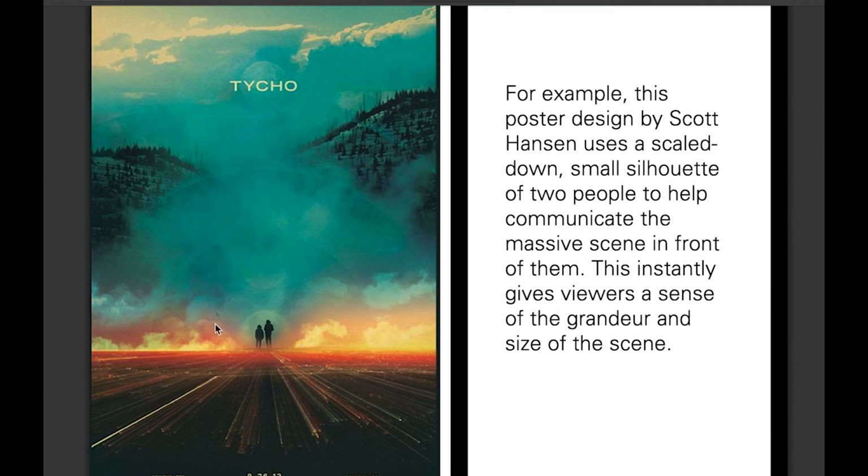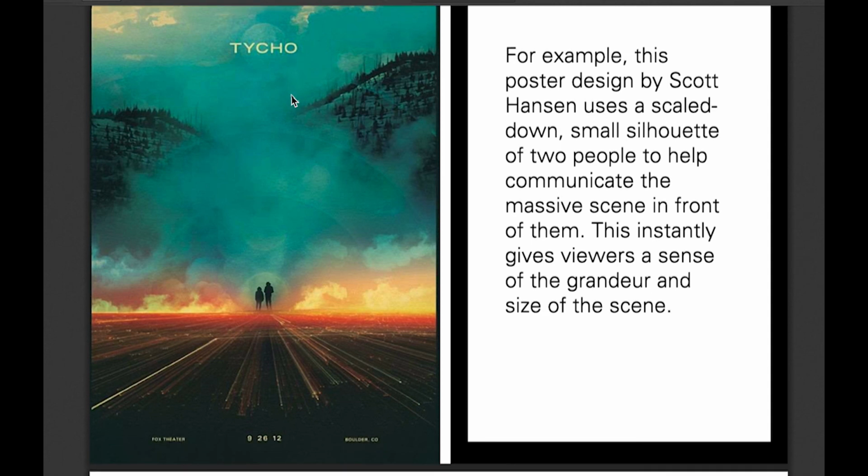Here you can see these silhouettes stand out, right, in this beautiful expanse of area, and then you move up to the text that is faint and kind of disappearing. For example, this poster designed by Scott Hansen uses a scaled down, small silhouette of two people to help communicate the massive scene in front of them. This instantly gives viewers a sense of the grandeur and size of the scene.